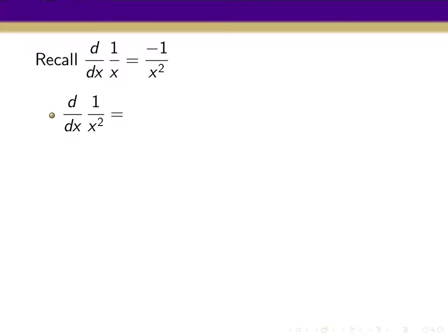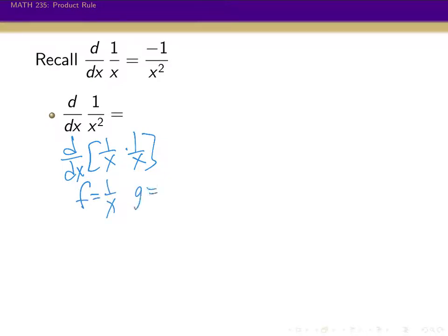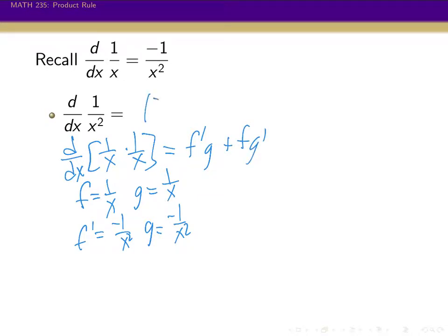So let's use the product rule again. We're going to think about this as being 1 over x times 1 over x. Our f function and our g function are both 1 over x, and we know the derivative of that is minus 1 over x squared. When we apply the product rule, f prime g plus f g prime, f prime is minus 1 over x squared times g, which is 1 over x, plus f, which is 1 over x, times g prime, which is minus 1 over x squared.